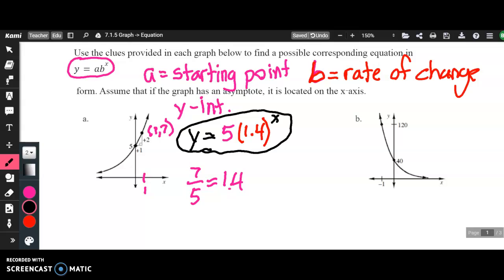All right, let's take a look at B. B is facing in the opposite direction. It's curving down. The points that I see are -1 and 120, and then 0, 40. Is there anything about this graph right now that we could use in our equation?